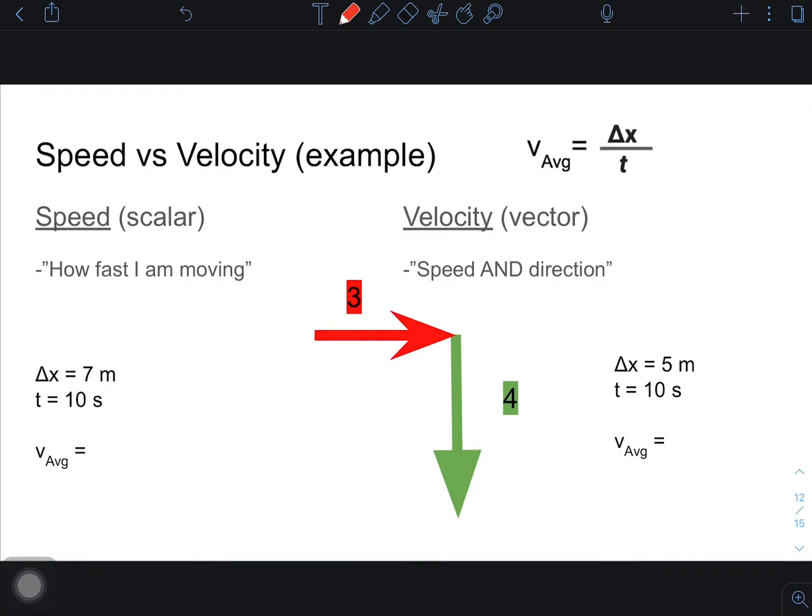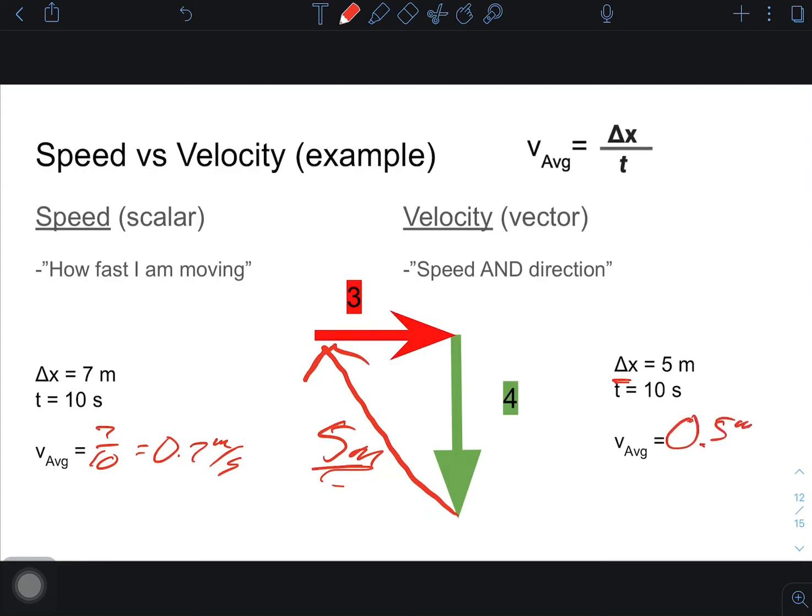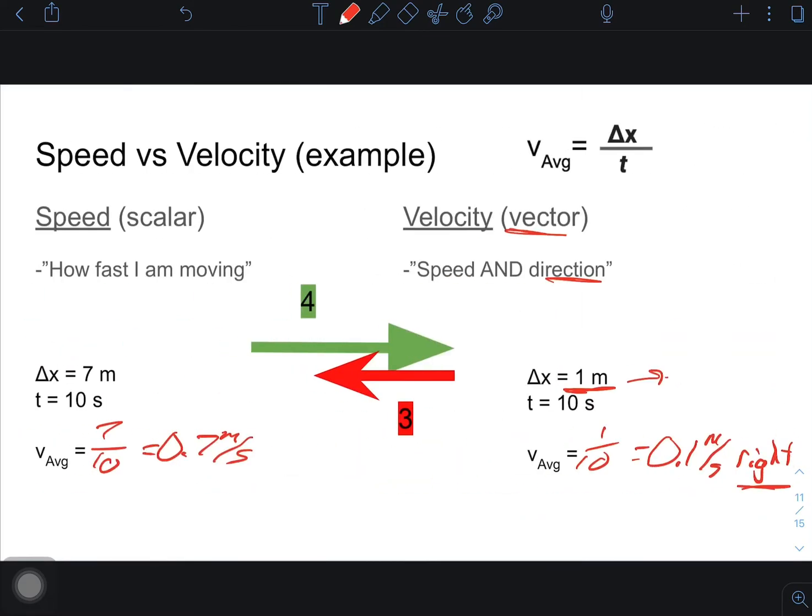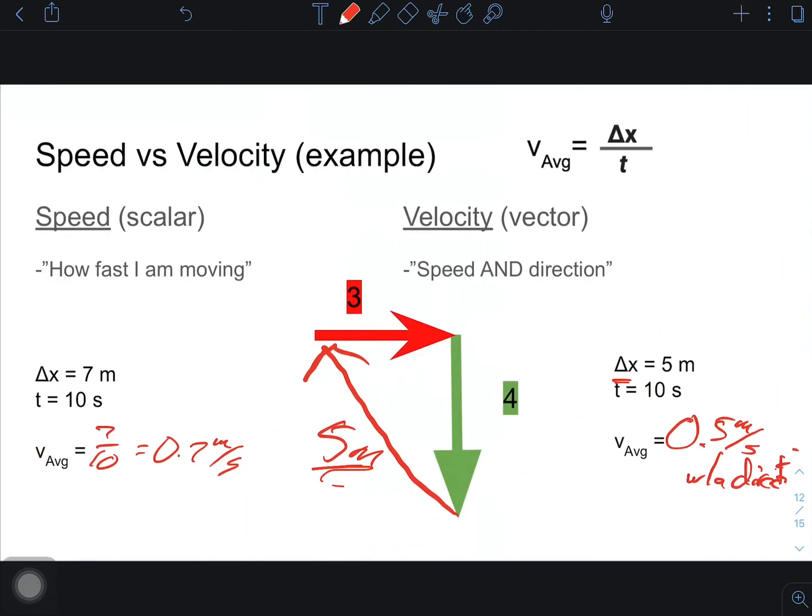This was a special right triangle. How far am I? Well, this was a 5 meters, but in terms of calculating speed, it's 7 divided by 10, 0.7 meters per second. But then when I go through and I calculate my velocity, it's going to be my displacement. How far am I from my starting location? And my displacement was 5. So then we can just say, hey, well, that was 0.5 meters per second. And I'm just going to say with a direction, because I would need to add a direction to that. But like I said, this one gets a little complicated, and I can't actually finish writing the word direction.